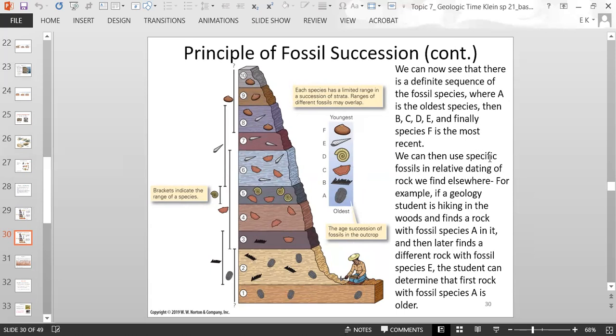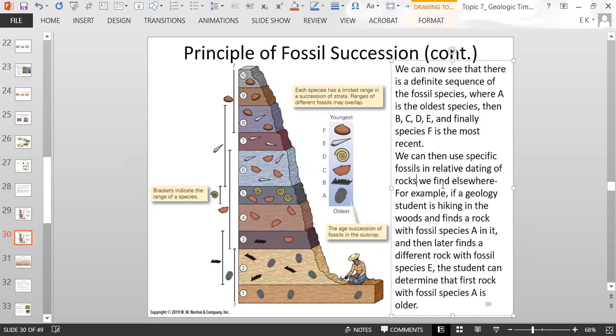We can then use specific fossils in relative dating of rocks that we find elsewhere. For example, if a geology student is hiking in the woods and finds a rock with fossil species A in it, and then later finds a different rock with fossil species E in it, the student can determine that the first rock with fossil species A is an older rock. Okay, so you can use the fossils to help you in relative dating.